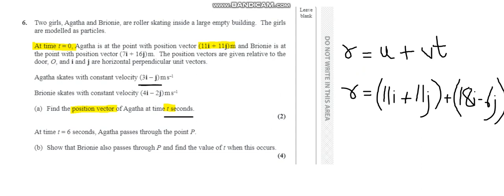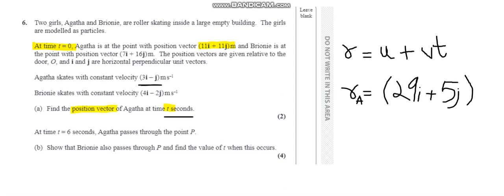Now we need to simplify the position vector. We have i's here and j's here, so take the common terms: 11i plus 18i gives us 29i, and 11j minus 6j gives us 5j. So that becomes 29i plus 5j. Notice that I've added an A to the position vector, that's for Agatha.